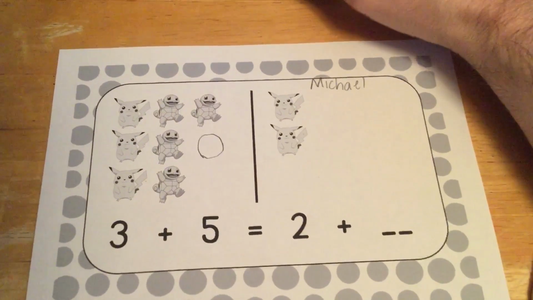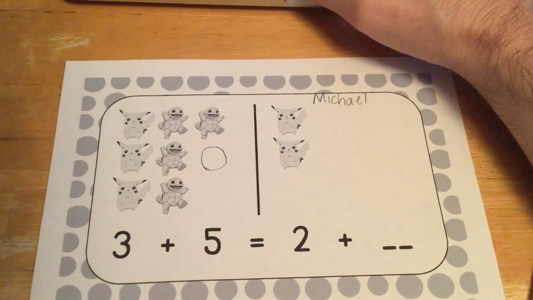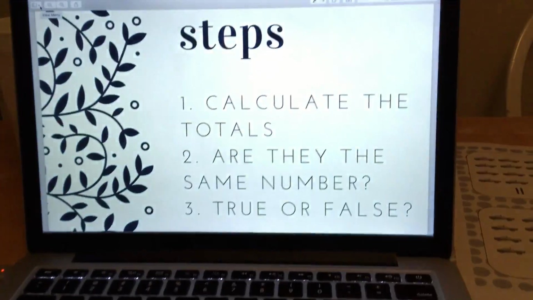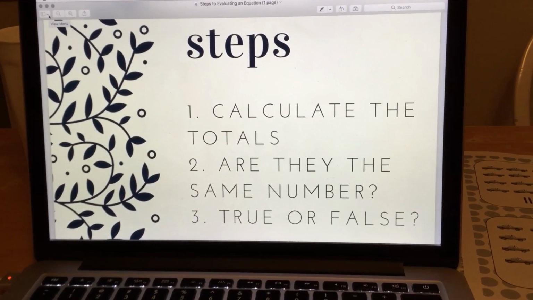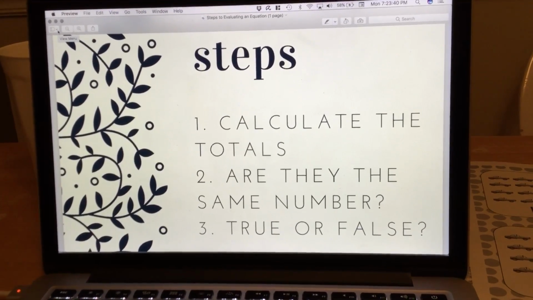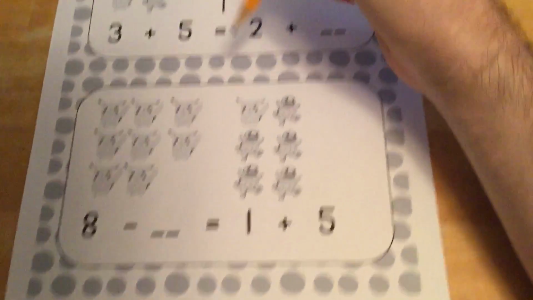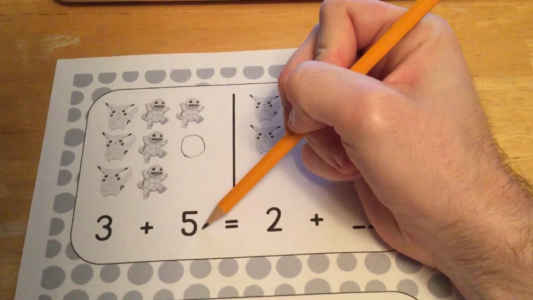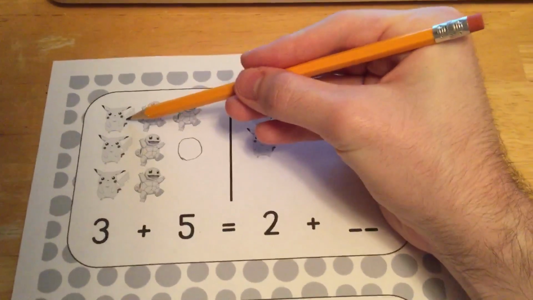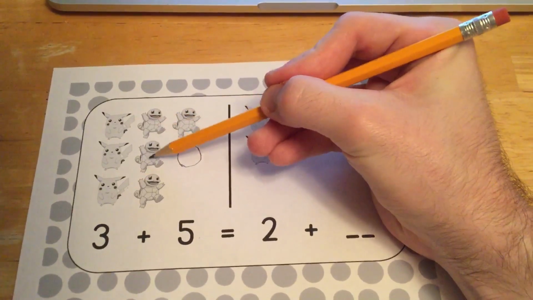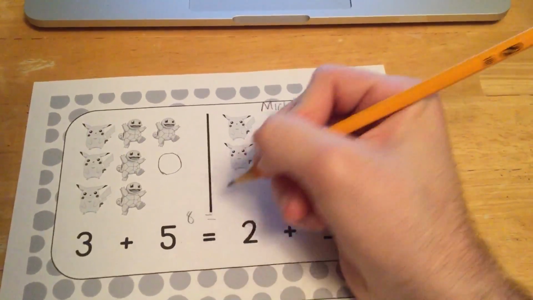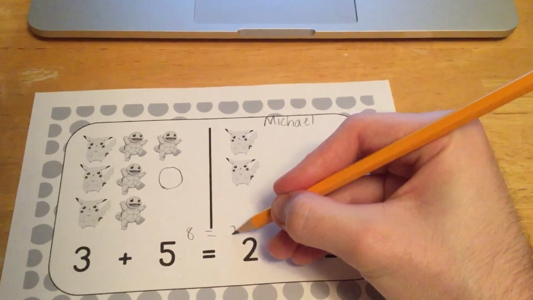Remember that when I gave you those cards at the beginning of this week, it gave you steps. It said that you have to calculate the totals, which is number 1, figure out if they're the same number, and then say whether they're true or false. Well, this is similar. We have to calculate the totals on each side. So 3 plus 5 is, let's count these up, 1, 2, 3, 4, 5, 6, 7, 8. 8.